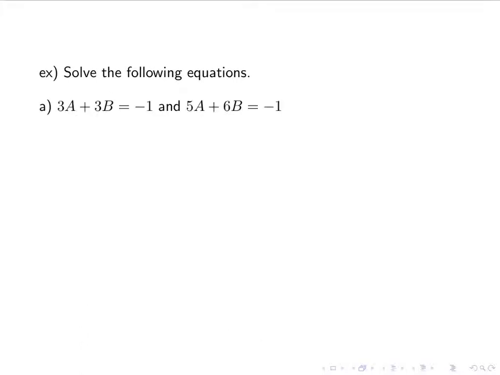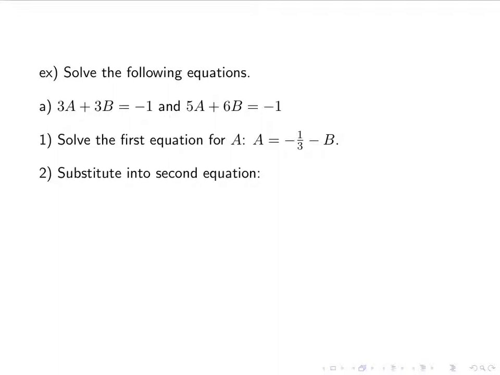So let's try another one. 3a plus 3b equals negative 1, and 5a plus 6b equals negative 1. So again, I'm going to pick an equation and pick a variable and solve for it. I'm going to choose the first equation, and I'm going to solve for the variable a. So a is negative 1/3 minus b. I'm going to substitute this into the second equation, and I get 5 times (negative 1/3 minus b) plus 6b equals negative 1. And then we're going to solve this one for b.